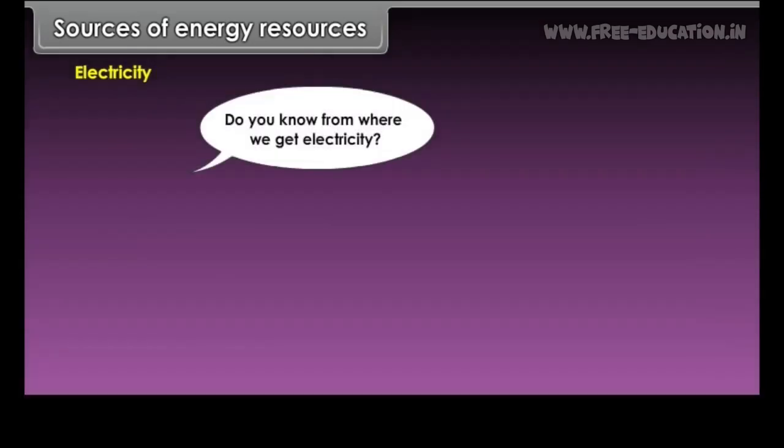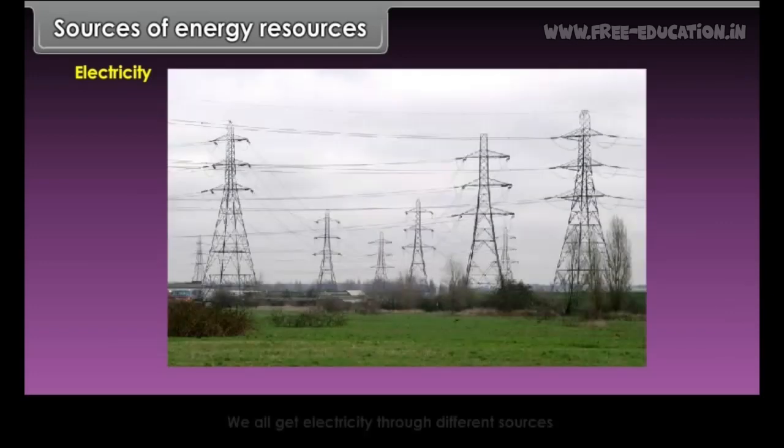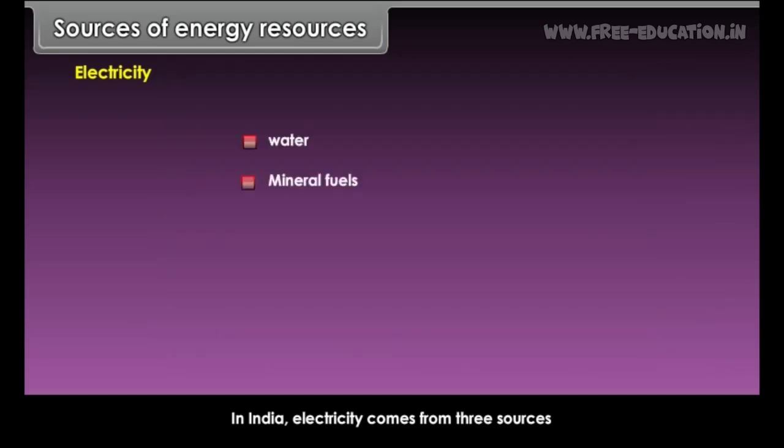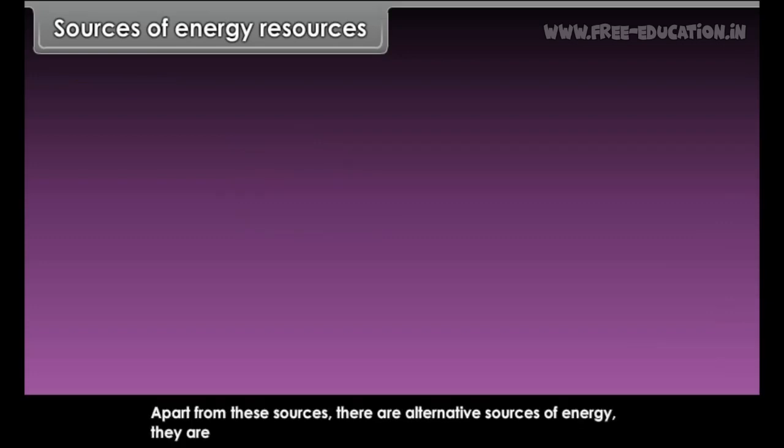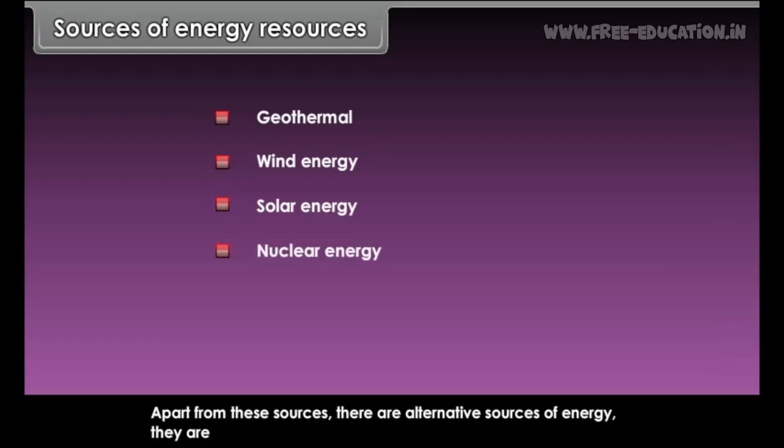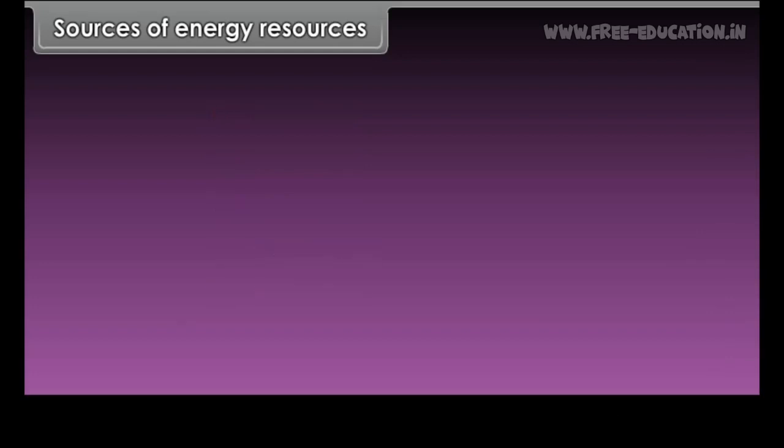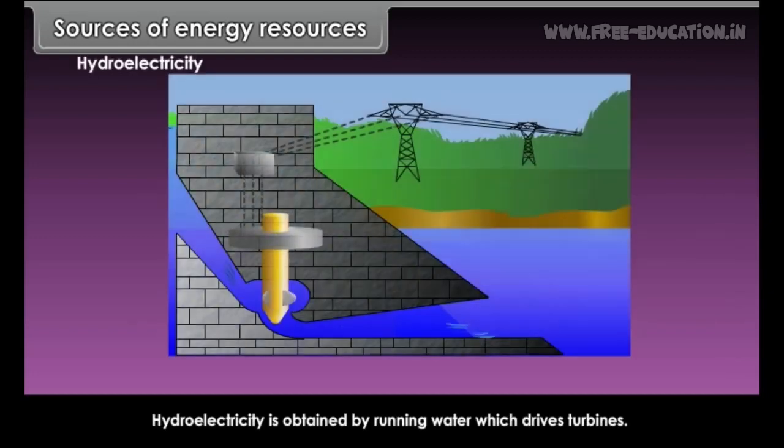Electricity. Do you know from where we get electricity? We all get electricity through different sources. In India, electricity comes from three sources: water, mineral fuels, and atomic minerals. Apart from these sources, there are alternative sources of energy. They are geothermal, wind energy, solar energy, nuclear energy, and tidal energy. Now we will study these sources of energy in detail. Hydroelectricity.